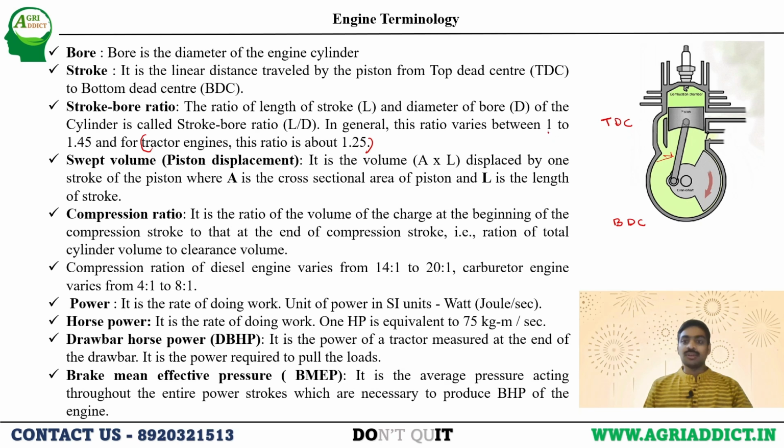In general, it varies from 1 to 1.45. In particular, for a tractor engine it is about 1.25. And what is swept volume? It is the piston displacement in general. It is A into L.